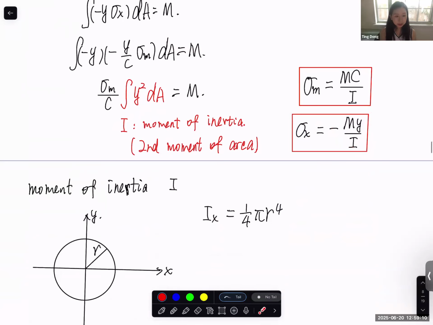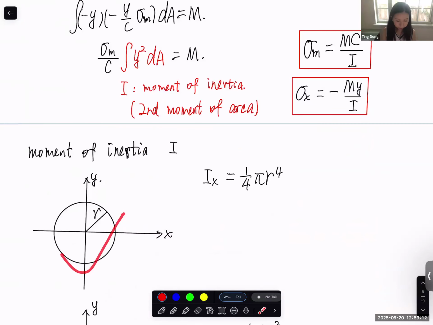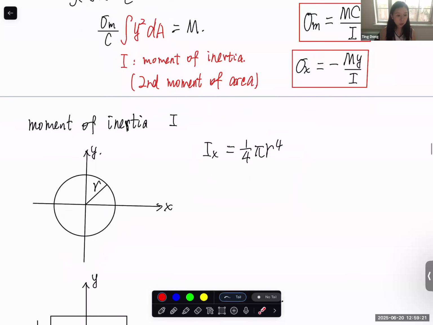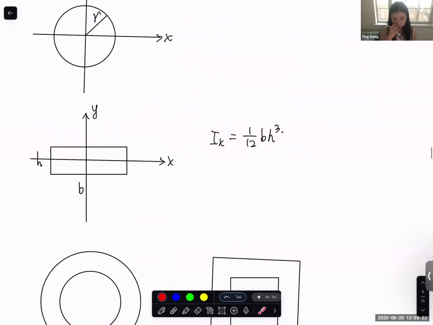And for typical cross sections, I gave the I here. You can do the derivation outside of class, of course, by yourself: integration of y squared dA. For the circular cross section, this is the equation. And for the rectangular cross section, this is the equation. And I sub x means that it is bending about the x-axis.